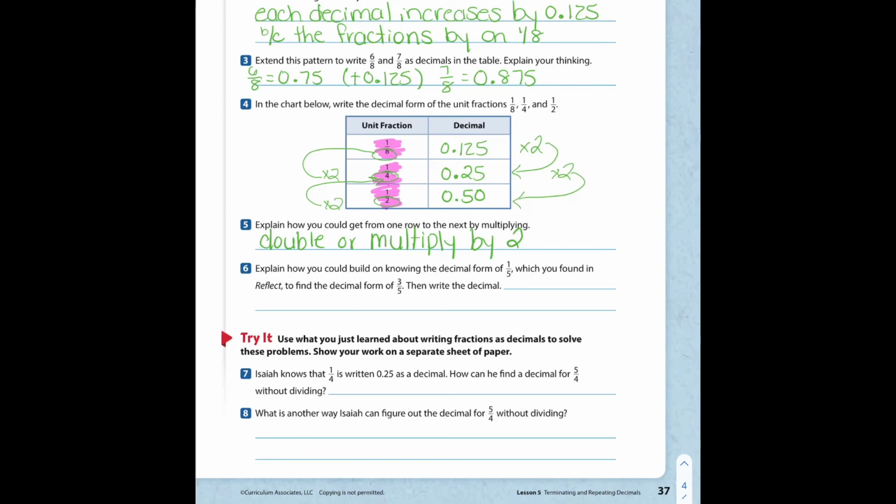Taking a look at number 6, explain how you could build on knowing the decimal form of 1/5, which you found in the reflect, to find the decimal form of 3/5, and then write it as a decimal. I'm going to give you a minute to think about that.